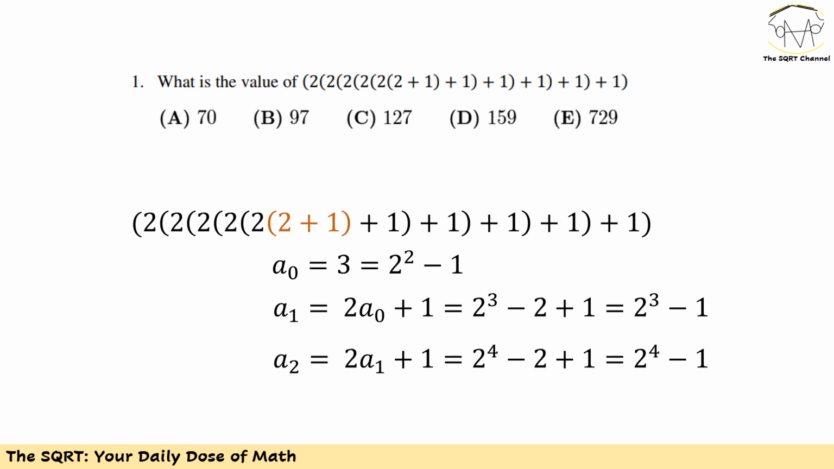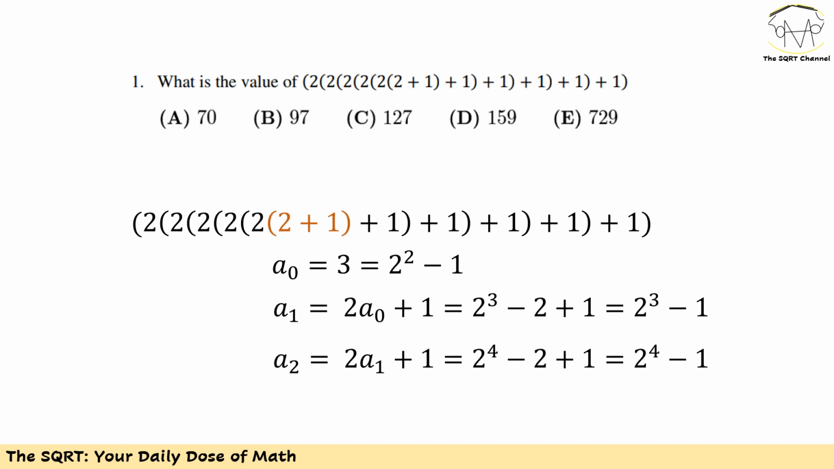I have 2 plus 1 in brown here. We're going to have 3. Then I need to multiply that by 2 and then add 1. So let's start with the sequence. A0 is going to be what I have for the brown one. A0 is 3, or I can write it as 4 minus 1, or 2 to the power of 2 minus 1. Then I have A1, which is basically 2 times A0 plus 1.